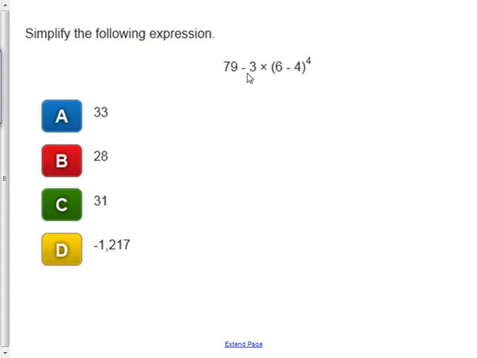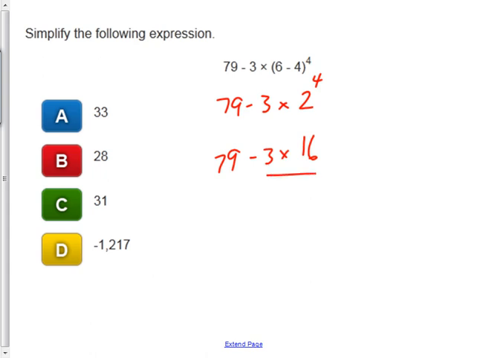Okay, again, we need to do parentheses first. So let's take 79 minus 3 times 2 to the 4th power. Now we do our exponents next. So 2 to the 4th power is actually going to give us 16. And we copy everything else down. 79 minus 3 times 16.